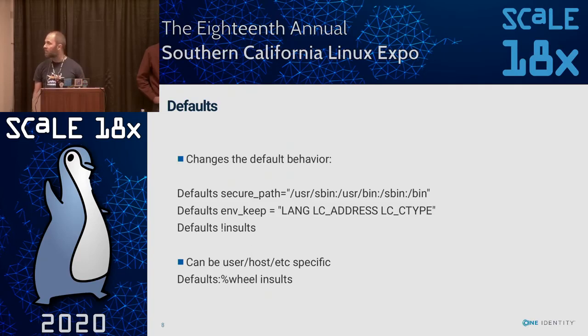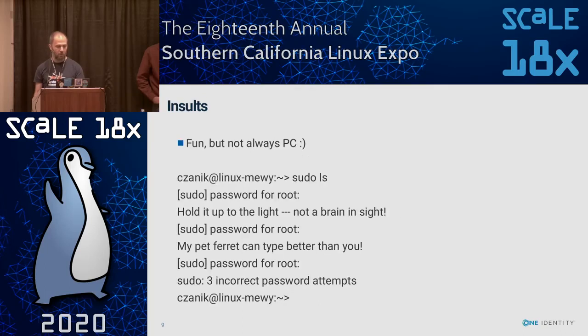These previous settings are valid globally, but you can also change defaults specific to a group of users or hosts. In this case, we enable insults for the members of the wheel group. So what are insults? These are some funny error messages printed on screen when you mistype your password in sudo. They are fun for most users, but not always politically correct, which means that after a while they got disabled by default. But you can easily enable them in your configuration.